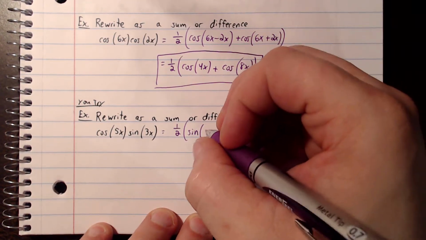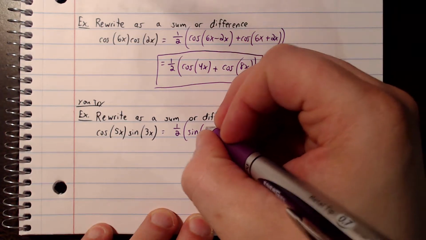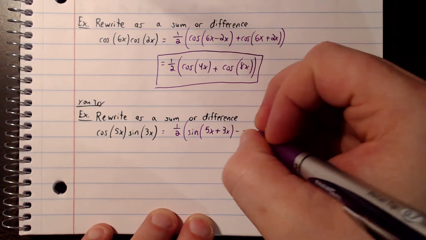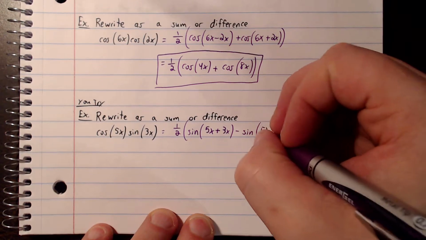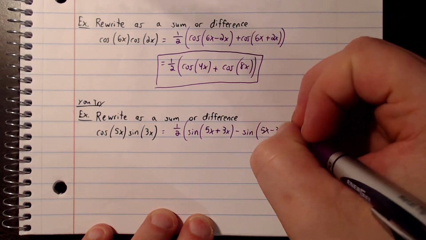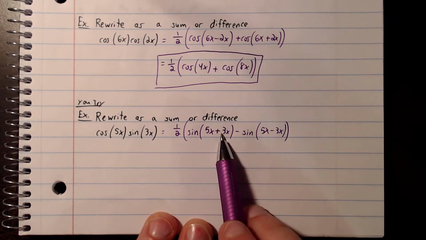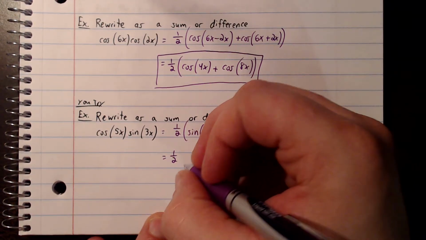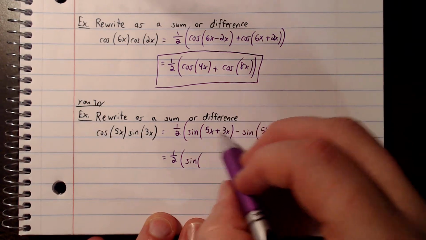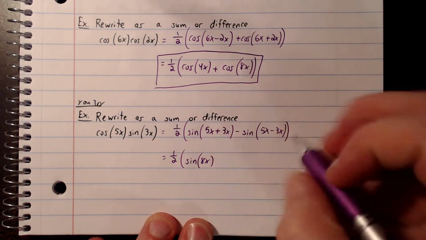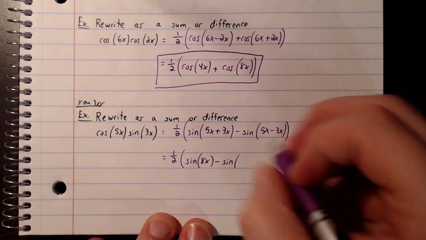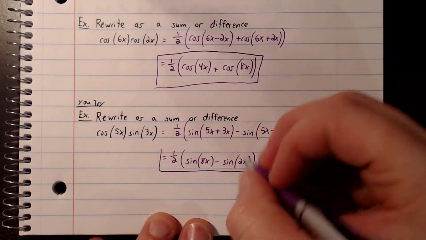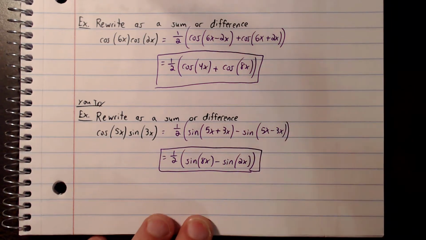Sine of u plus v, which is 5x plus v, which is 3x, minus sine of u minus v. Right, just plugging in those values into the formula. That 1/2 hasn't been touched yet. 5 plus 3 is 8x. 5 minus 3, that's 2x. And that's as simplified as that one's going to get.